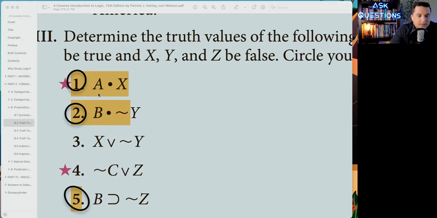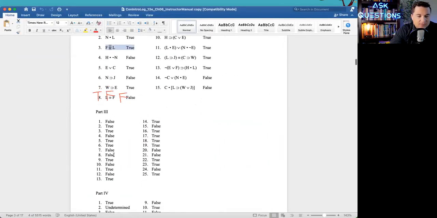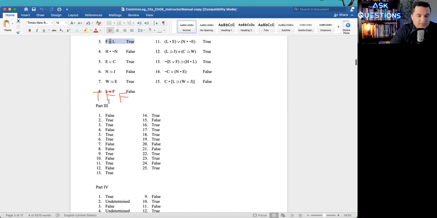Okay. So we said A, B, and C are true. So the earlier letters of the alphabet are true. The latter ones toward the end are false. So we have an and statement. A is true, X is false. But with an and statement, falseness spreads like a virus. And so the whole thing is going to be false. So number 1, exercise 3 is false. Just like we said, false.